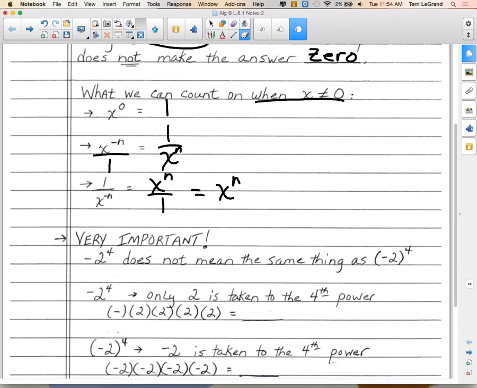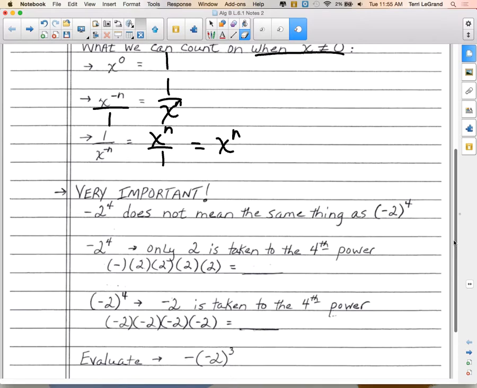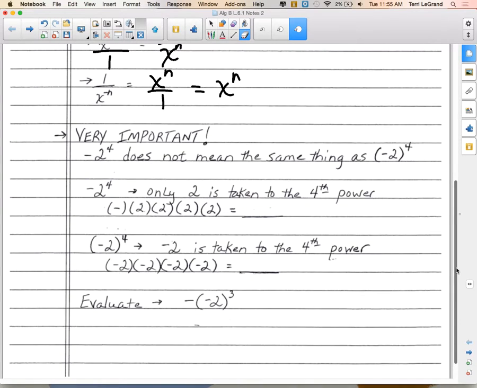Okay, so we'll do a little bit of practice with it, but that's how we state the rules algebraically. You can count on this is how you can simplify. Okay, but then I want to go over a couple of other things, and we kind of already just did this.